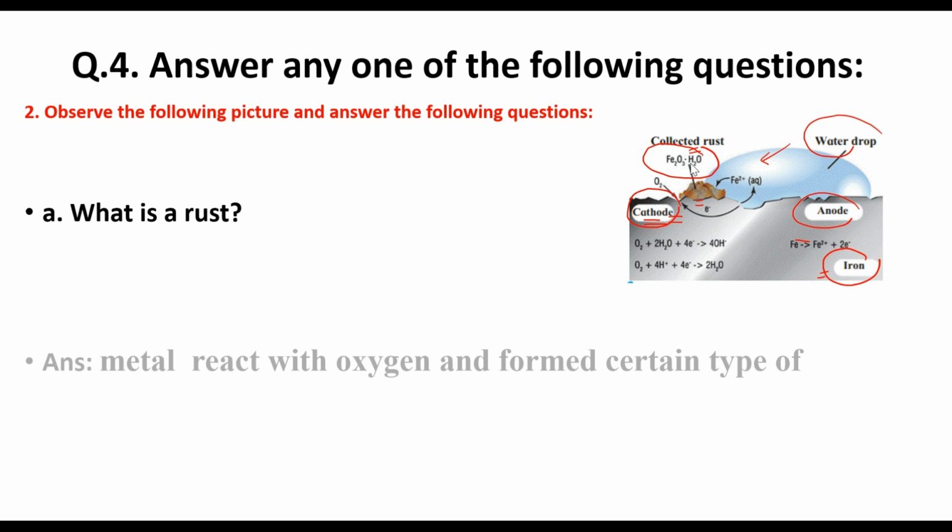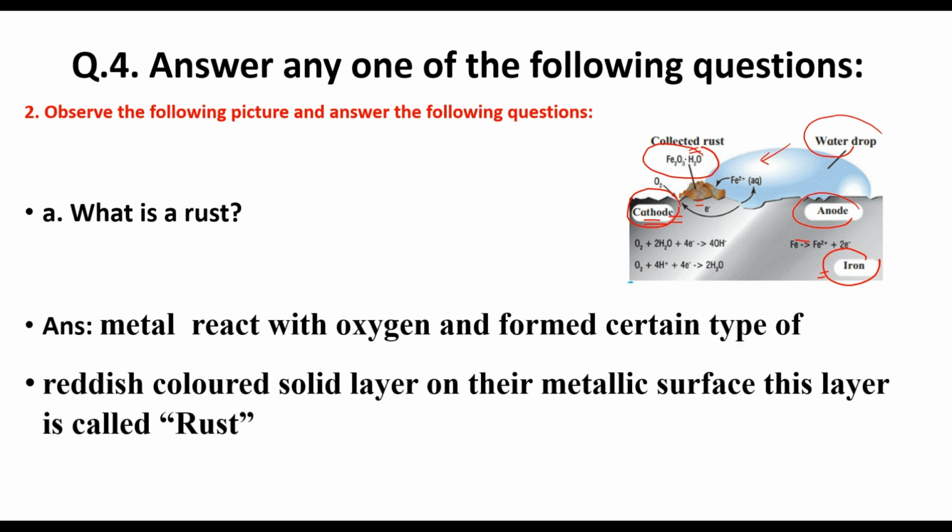The correct answer to what is rust is, first I write the definition of rust. Metal reacts with oxygen and forms a certain type of reddish colored solid layer on its metallic surface. This layer is called rust. So this is the definition of rust written there.